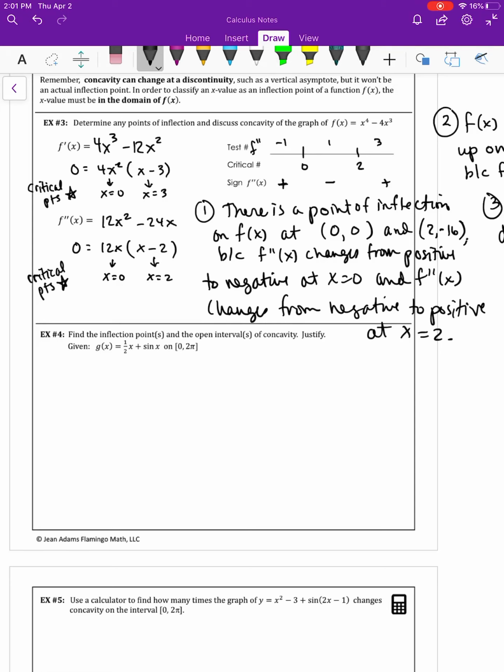Okay, example number 4, find the inflection point and the open intervals of concavity. Justify, and it's given g of x equals 1/2 x plus sine of x on 0, 2 pi. All right, so now, first thing that we do, take our derivative. 1/2 plus cosine x. I'm going to go ahead and set this equal.